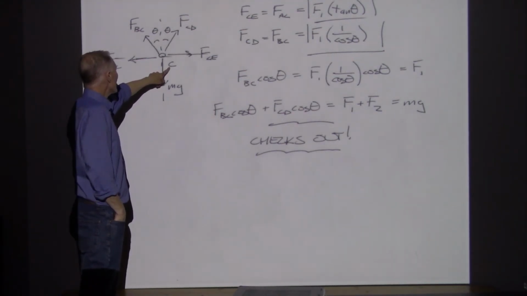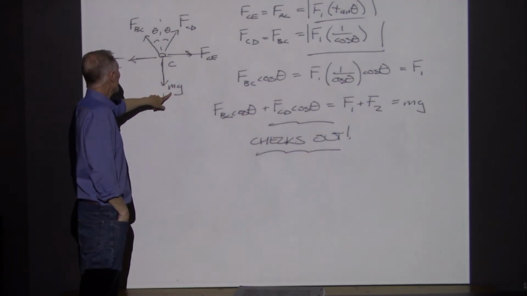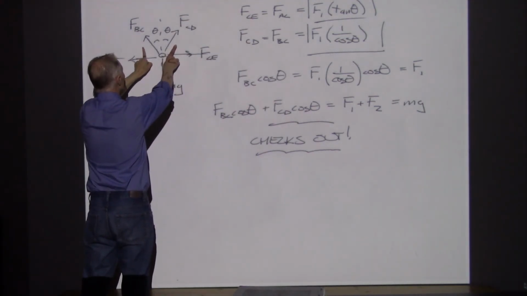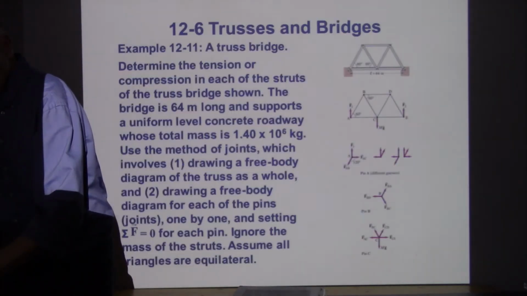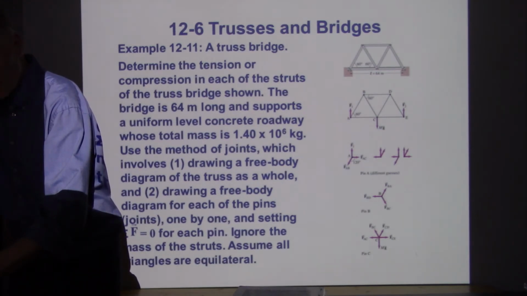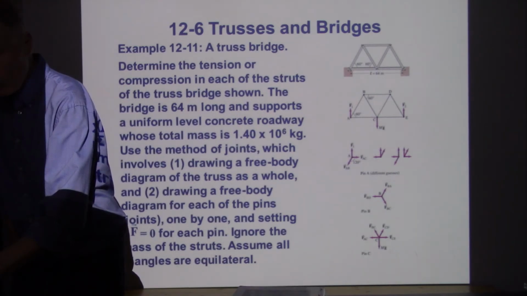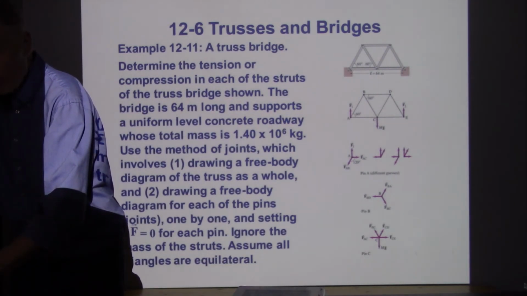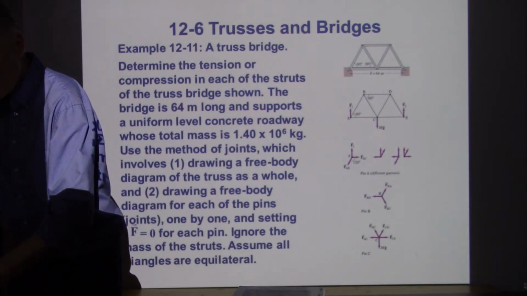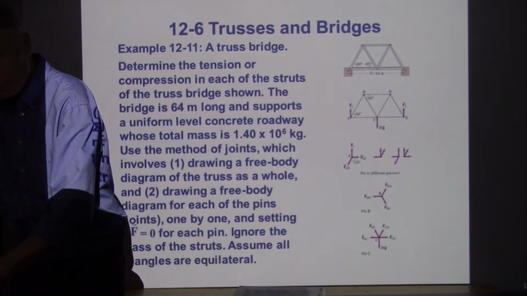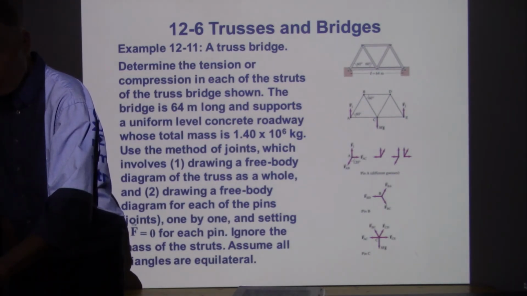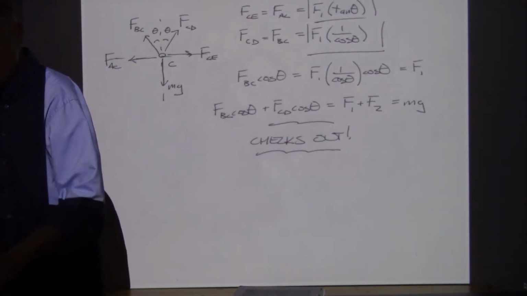Here, we've got the force of gravity being applied at this point, and we need to be able to support that. Let me go back and look at the original diagram here, just to get some of these numbers. The bridge is 64 meters long. We haven't used that yet. There is a uniform concrete roadway, and that mass is 1.40 times 10 to the 6 kilograms. So that's the mass that we're going to need to be using for this. All of the struts are considered to be massless, and all the triangles are equilateral triangles. So, using all that information.